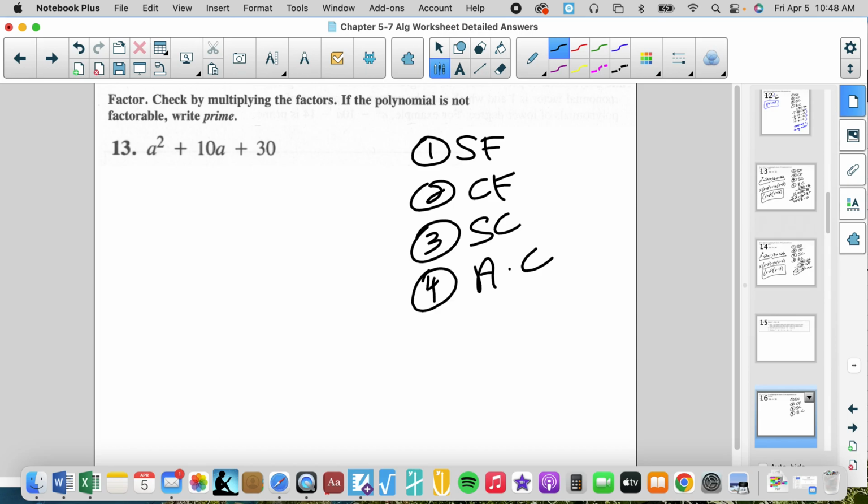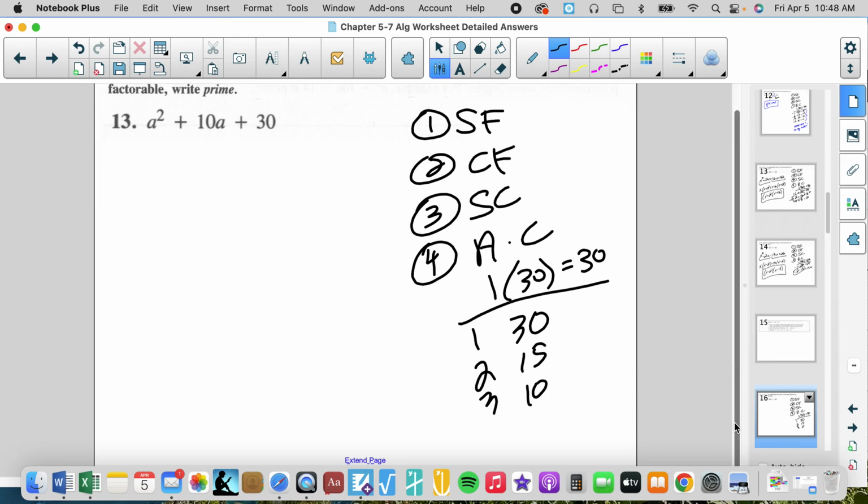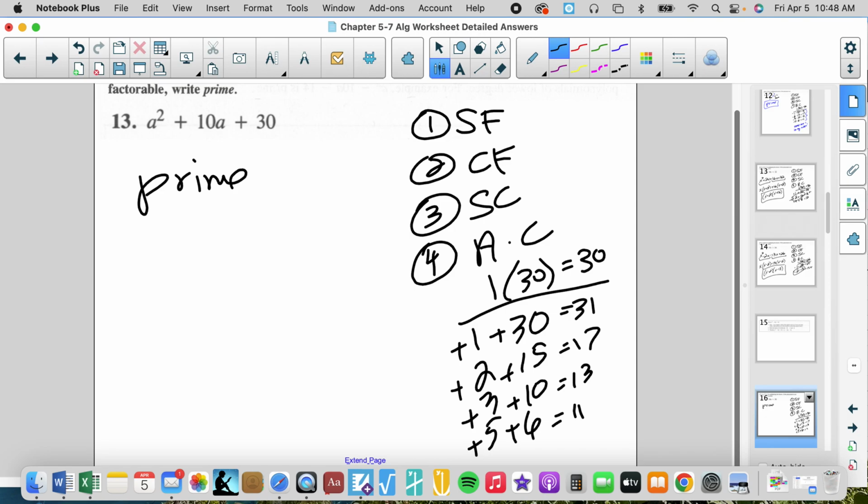Hopefully they'll give us one that might be a special case. A times c is 1 times 30, which is 30. 1 and 30, 2 and 15, 3 and 10, 4, no, 5, yes, 5 and 6, signs are the same, both are positive. 10 is my middle, so this is prime. None of those factors of 30 add up to 10.